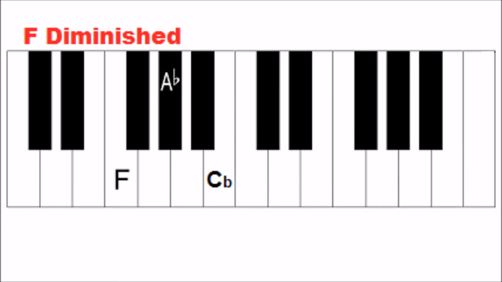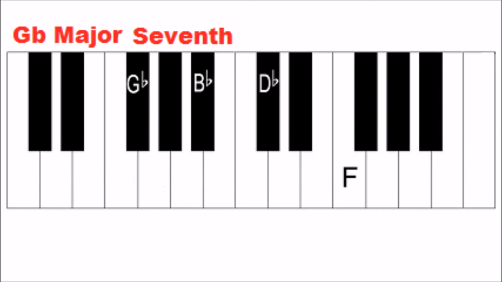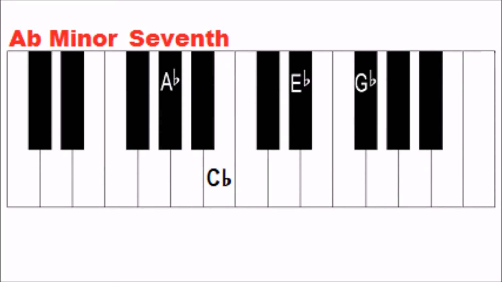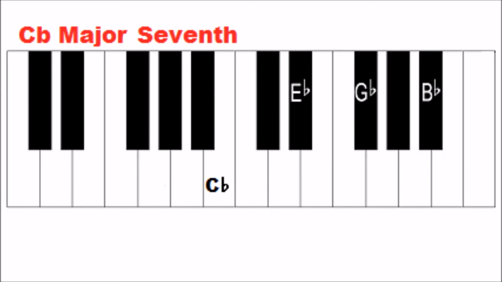And this is an F diminished chord. You can add sevenths to each of these chords. Therefore, G flat major becomes G flat major seventh. A flat minor becomes A flat minor seventh. B flat minor becomes B flat minor seventh. C flat major becomes C flat major seventh.